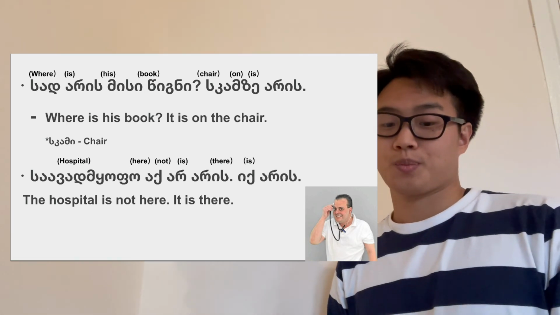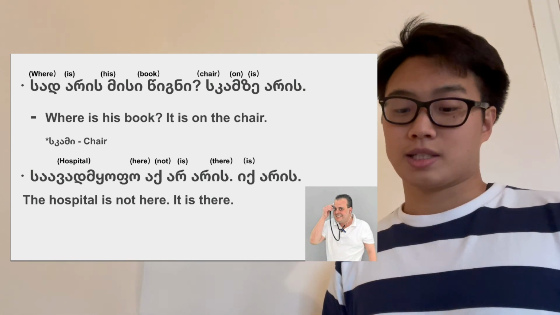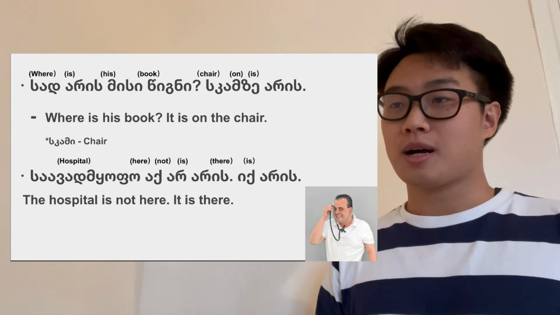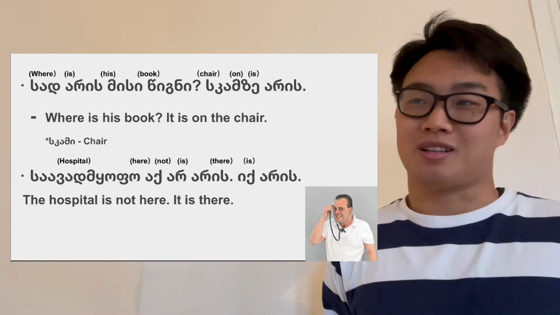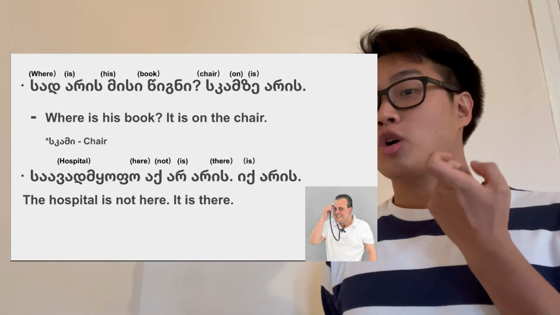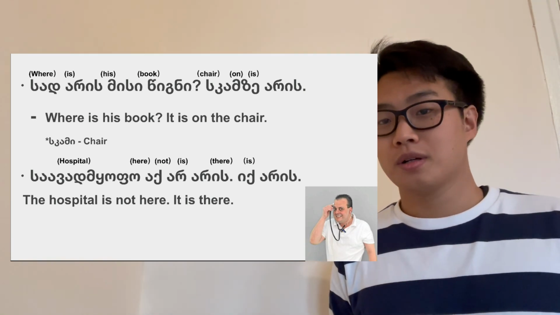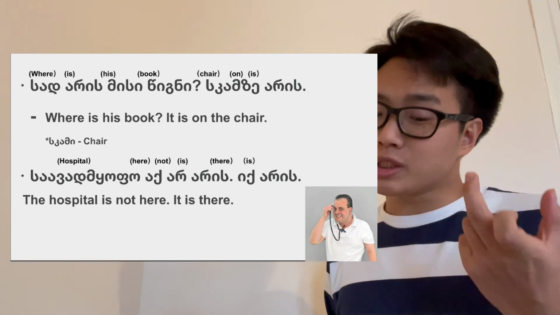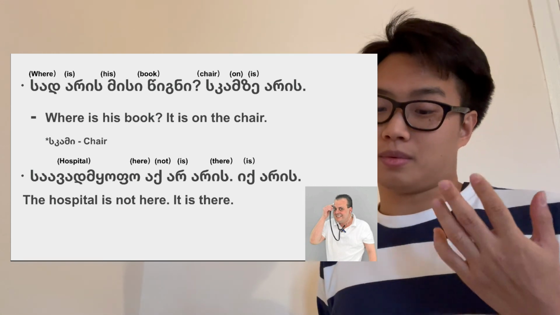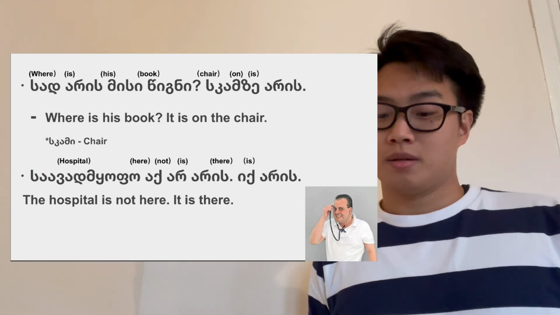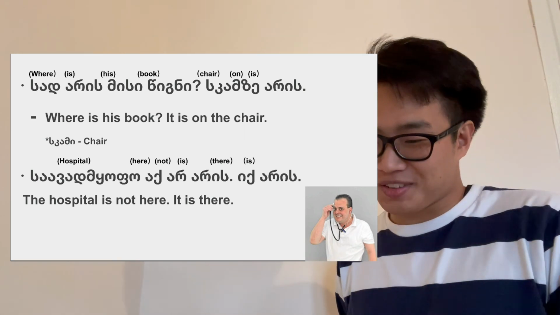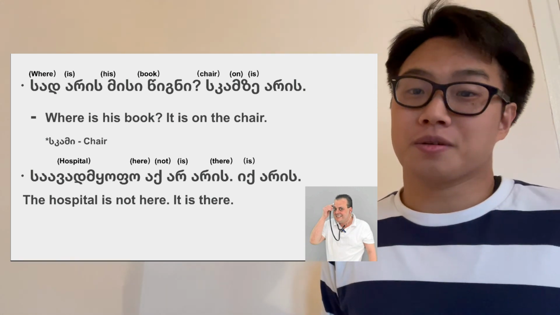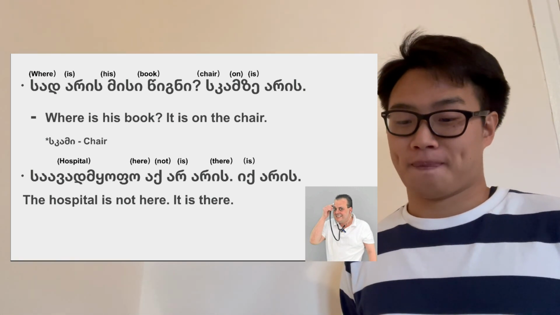The last example: sabavshvo ak ar aris. Ik aris. Sakhavadmkopo is a little bit of a long word, but it means a hospital. Ak, here; ar, negation, negative form; aris, is. The hospital is not here. Ik aris, it's there. That's it, it's kind of easy. The hospital is not here. It's there. So that's pretty much it.